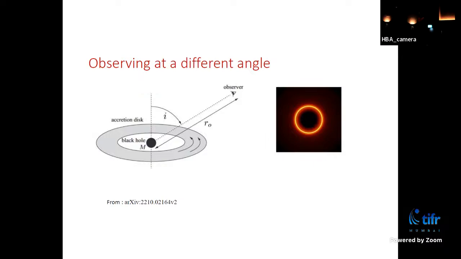Now at an arbitrary angle, it will be a combination of these two things. So what we see from here is that the image of a black hole is mostly characterized like this. There is a black region in the center, which is called the black hole shadow, and there are some ring-like structures around this shadow. The exact structure of these rings depends on the angle at which we are looking at the black hole.